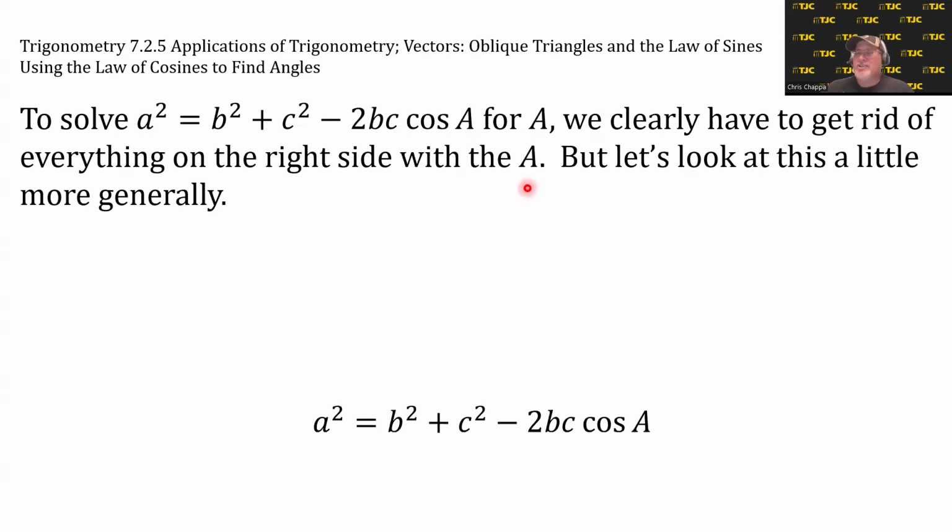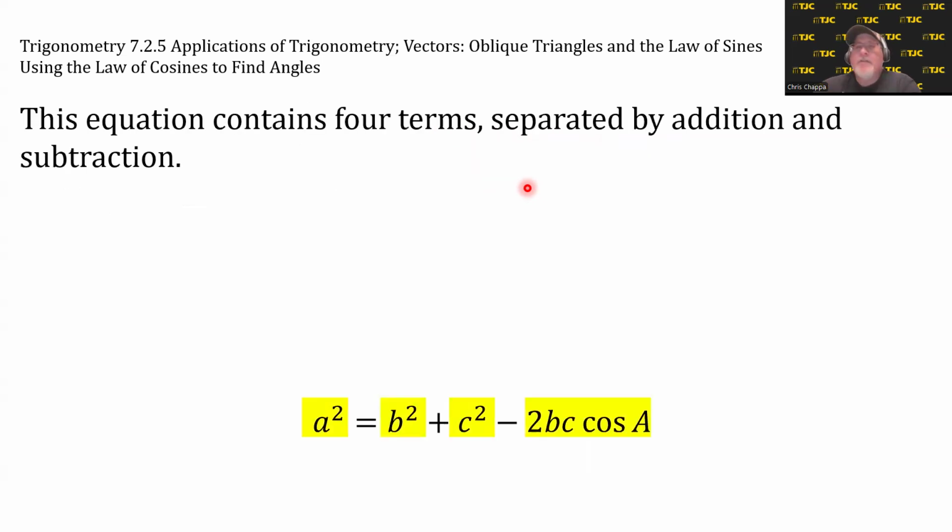But let's look at this a little bit more generally. I'm about to unleash some algebraic perspective on this problem, which can serve you well in future problems for this class or classes beyond it. Now, this equation contains four terms, separated by addition and subtraction. Loosely speaking, a term is a multiplication or division problem, and they are separated by addition and subtraction. So we have four terms: a squared, b squared, c squared, and 2bc cosine A.